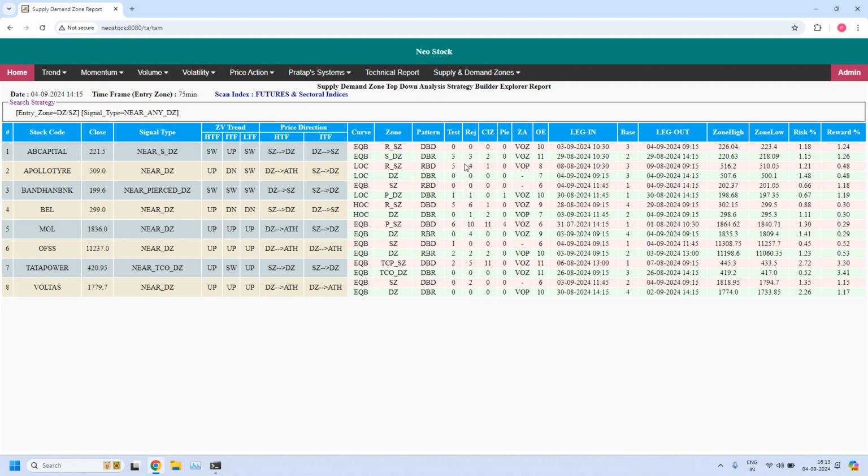You need to fine tune this zone up to 5 minutes. If you can find a fresh fine tuned 5 minute zone, you can plan the trade. This is a low priority high liquidity demand zone. That's it. So we have one valid high liquidity demand zone from this list, that is ABC Capital. This is a 75 minutes demand zone.